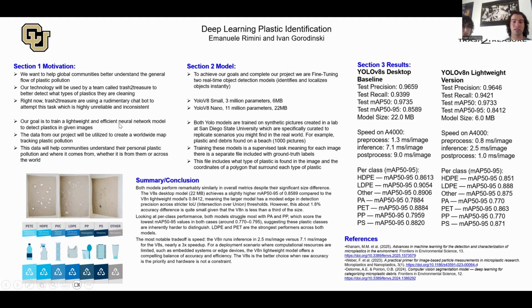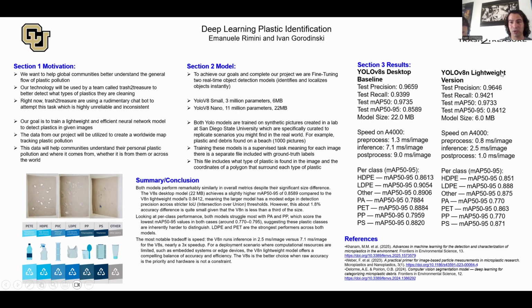And training these models is a supervised task. So for each image, there's a separate file with ground truth labels, which explains the types of plastics found in the image and where the plastics are found in the image. And so we're going to move on to the results.